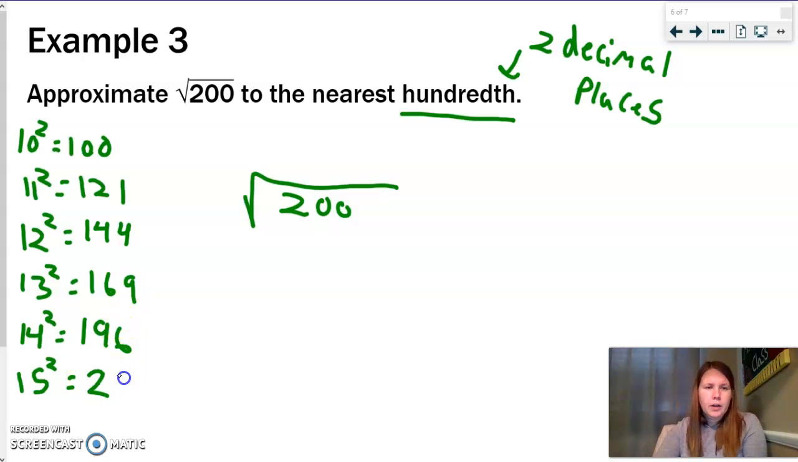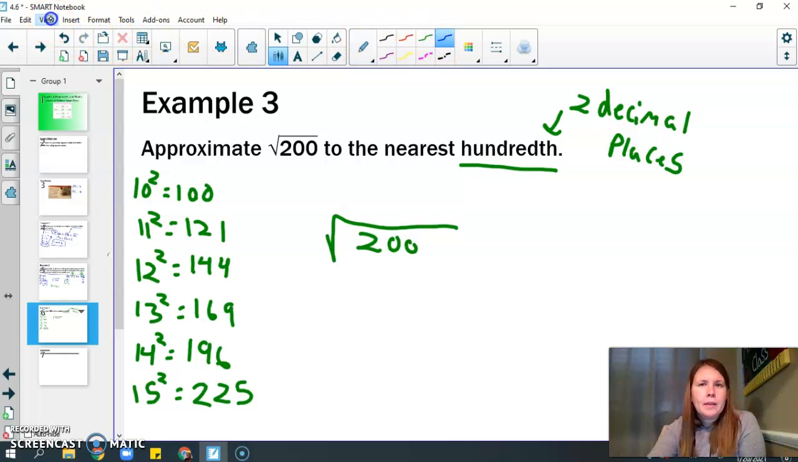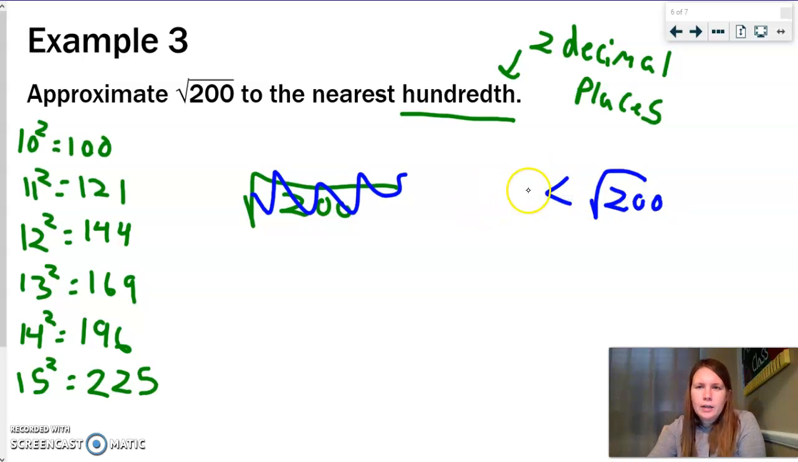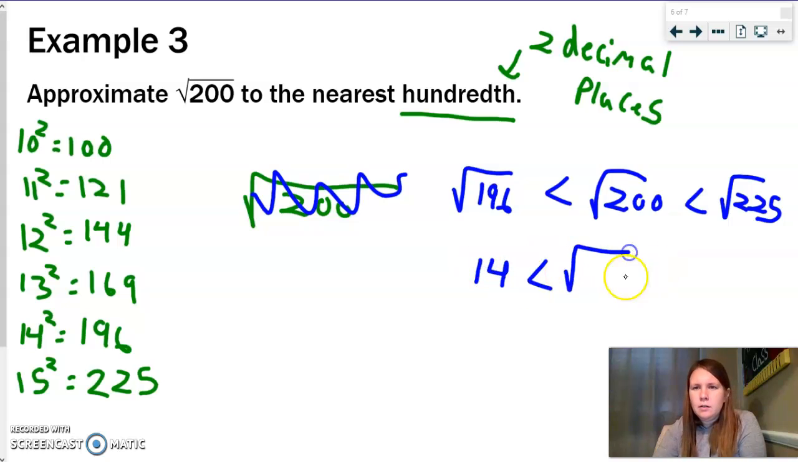Well, that gives me 225. So it looks to be that the square root of 200 is greater than the square root of 196 and less than the square root of 225. So that means it's in between 14 and 15.